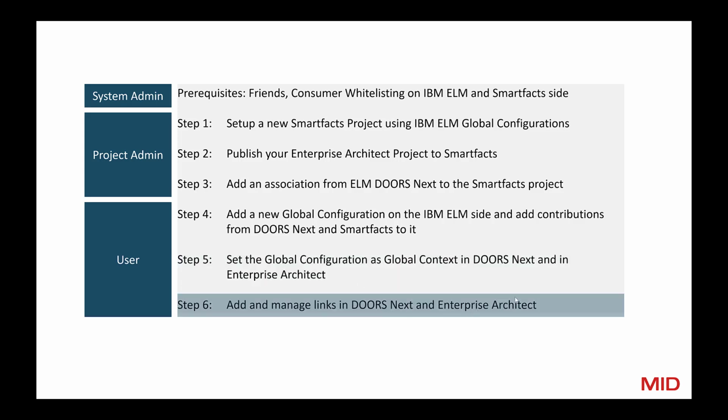We will start from the Enterprise Architect side, add some links there, check if they are really bidirectional and can be seen in Doors Next, and then we'll do it the other way around and add links from the Doors Next side to Enterprise Architect.